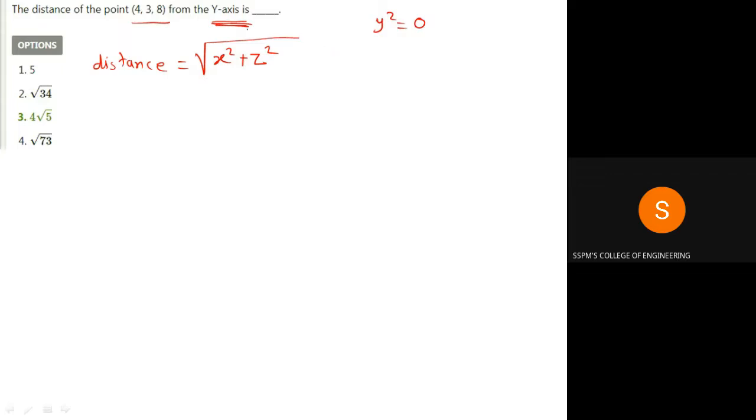So similarly, if you are asked to find the distance of any point from the x axis, you will not consider x square here. You will put y square plus z square. Similarly, if you are asked to find the distance from the z axis, you will write under root x square plus y square. Okay, so whatever the axis is given, you should not consider its term. If y axis is given, you will not consider y square. If x axis is given, you will not consider x square, and similarly for z as well.